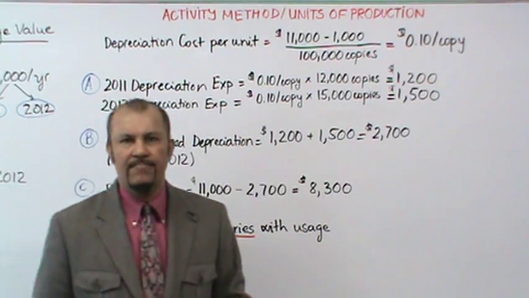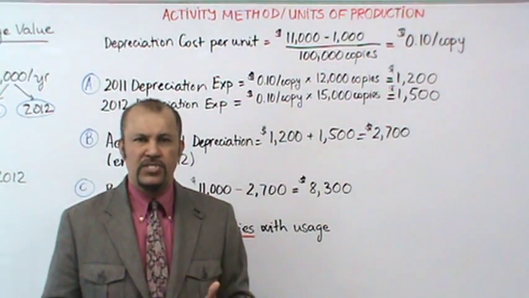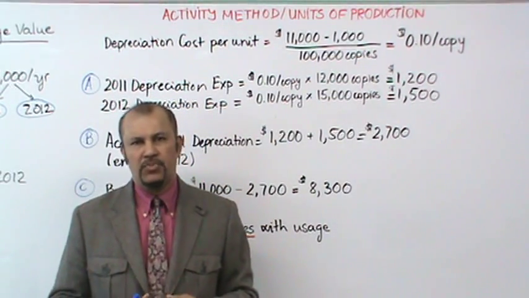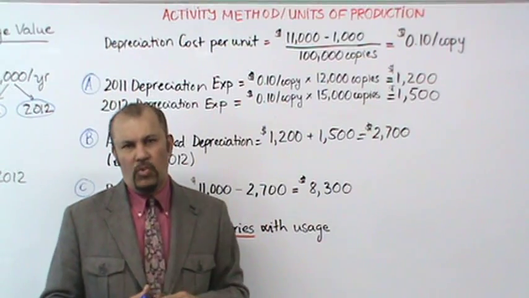So this is the way we do the various sets of computations under the units of production method and the activity method. So I hope you have a good appreciation and an understanding of how to calculate depreciation expense under this method as well.